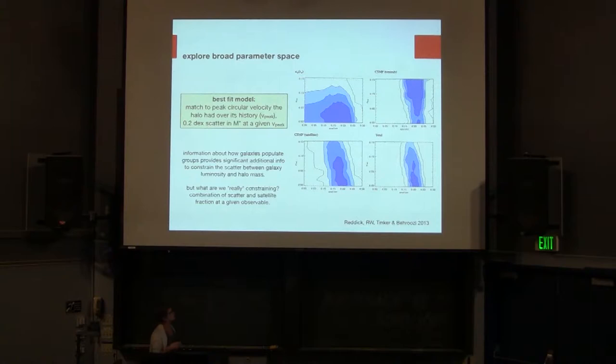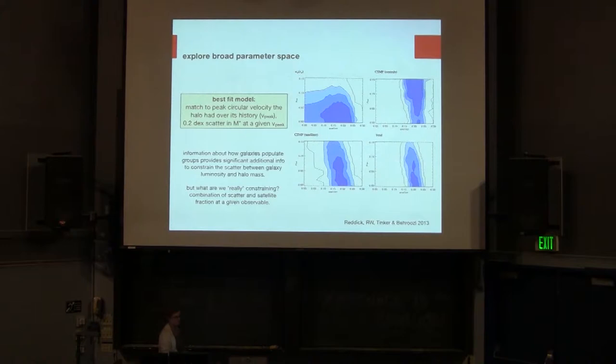Okay, so two points I want you to take away. One is that, let's say three. One is that this works very well with a small number of parameters. The second is that these group statistics have much more information than just the correlation function alone and allow us to break some interesting degeneracies.